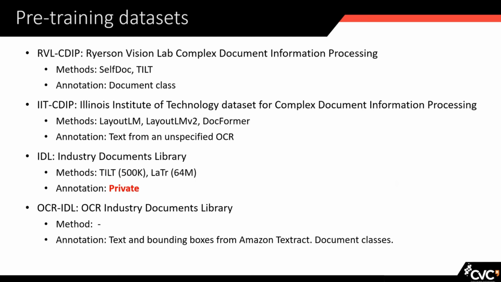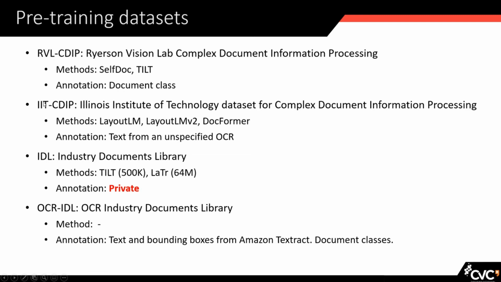But there is one last thing. We have been talking a lot about pre-training tasks, strategies, and pre-training datasets, so I would like to give a really brief analysis of them. We have, for example, RVL-CDIP, which SelfDoc and TILT are trained on. The annotations of this dataset are the document class.